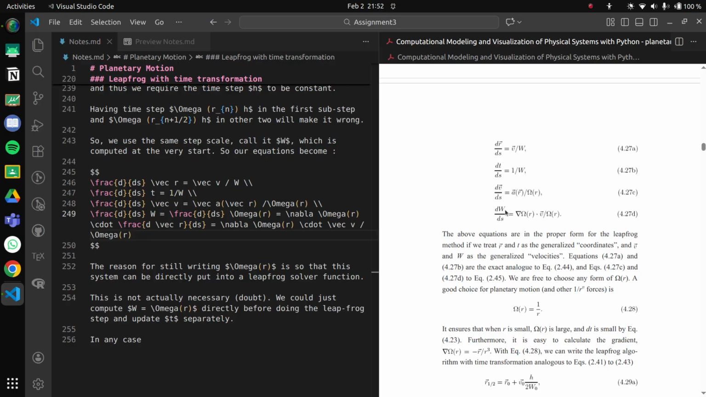Wait, what? dt by ds is supposed to be w. Oh, what the fudge? I think they messed up a bit.